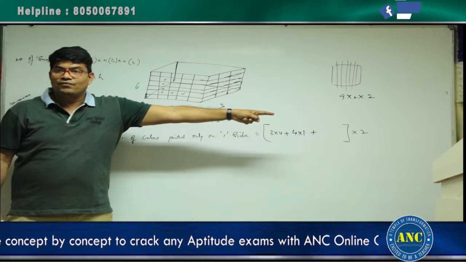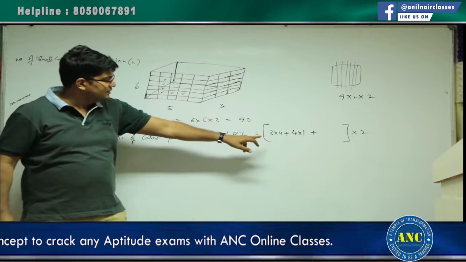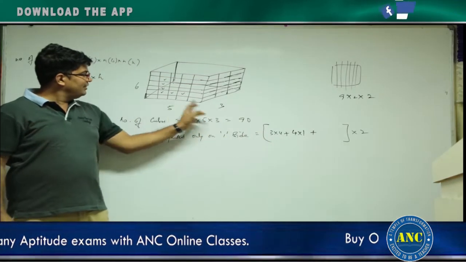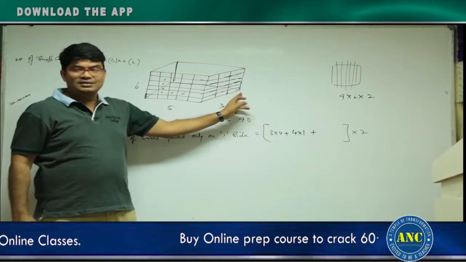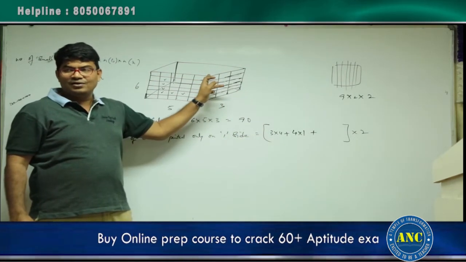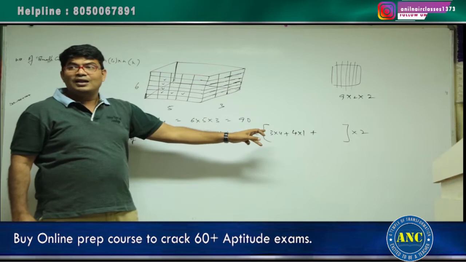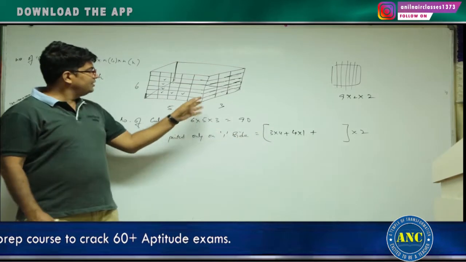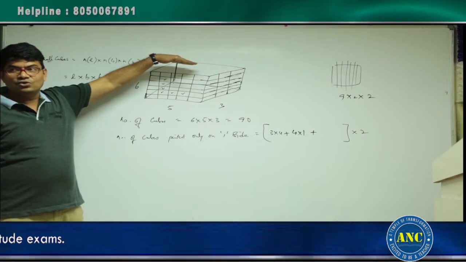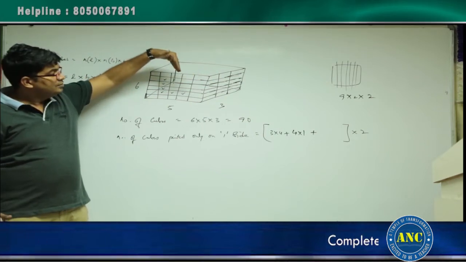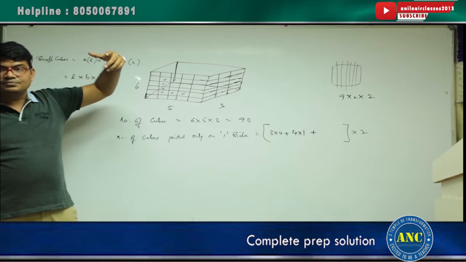We are talking about 3 different things. This is length into height, done. Breadth into height, done. What is left now? Length into breadth. So length into breadth, where will that be? Upside and down. So that will be 3 into 1.